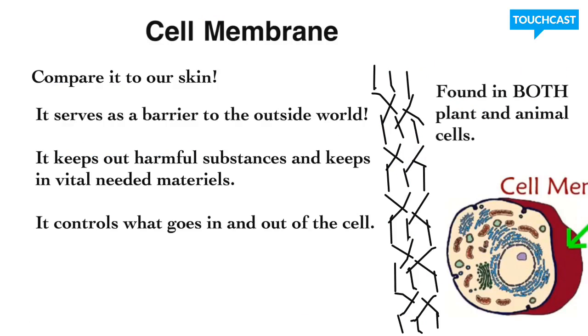Now, a cell doesn't have skin, but it has an organelle that we can compare to it, and that is the cell membrane, found in both the plant and animal cell. It's this nice thin layer around the cell that helps keep harmful substances out, but keep the good stuff in. It's the very outside of an animal cell, but it's not the very outside of a plant cell, so stay tuned for more on that.